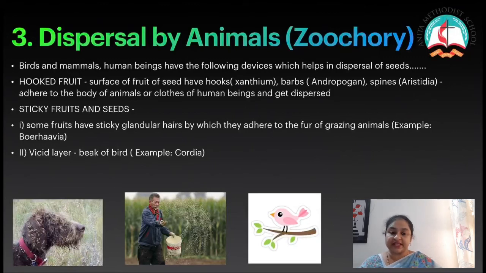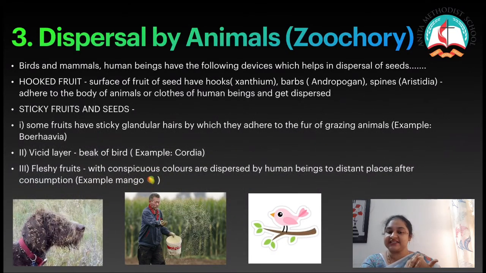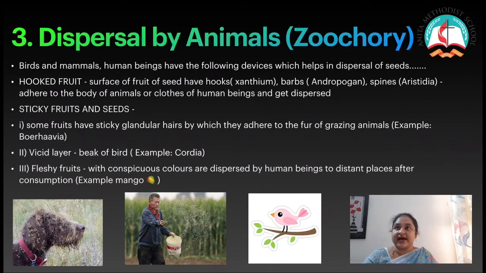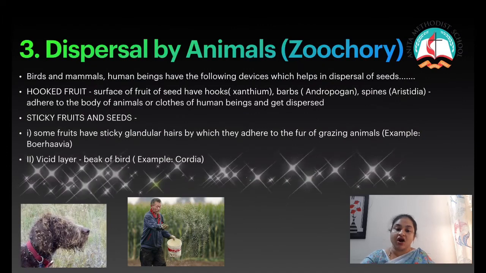What do we learn from that? In some fruits, they have sticky glandular hairs which adhere to the fur of the grazing animals. I am sure you would have played with such seeds in the garden or in the grass, where it sticks on to the clothes of human beings also. And what happens? Some fruits have a viscid layer which adheres to the beak of the birds which eat them. Okay, and when they rub them on the branches of the trees, they disperse and germinate. An example for that is Cordia.